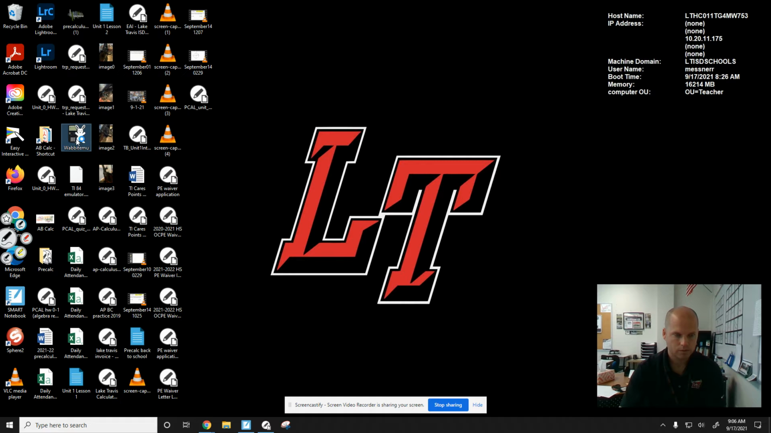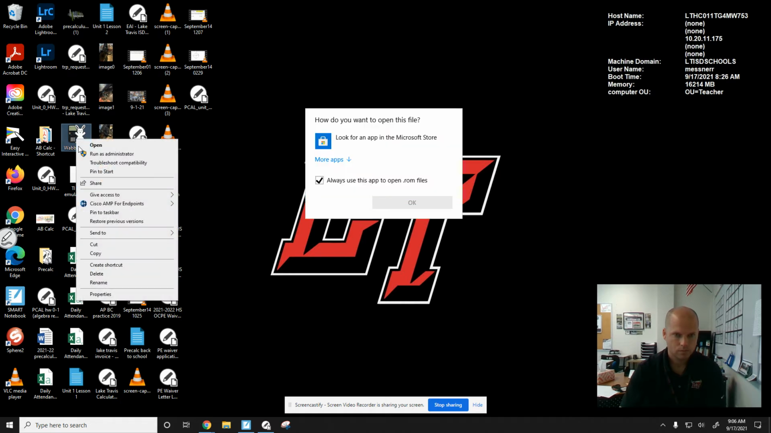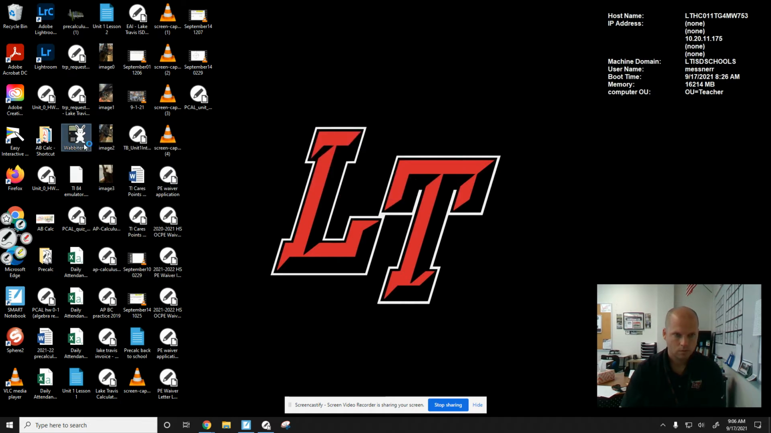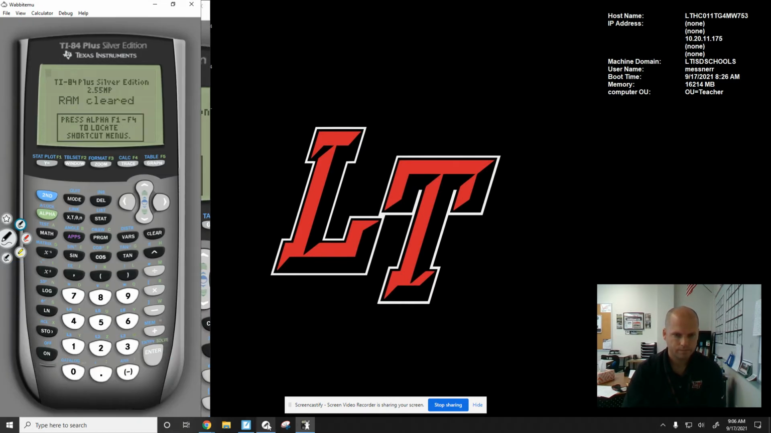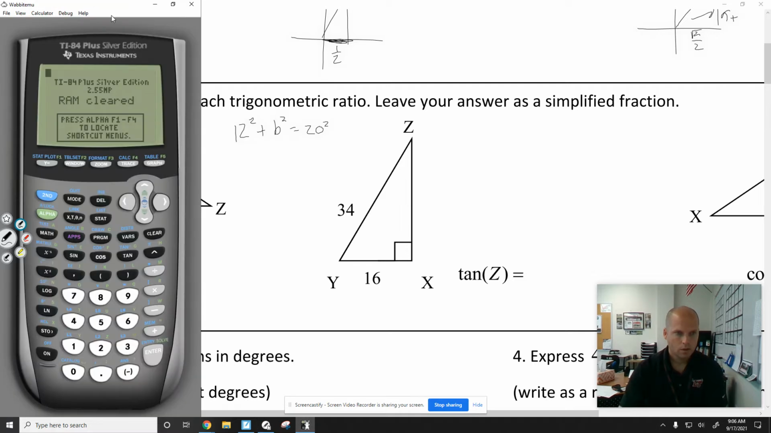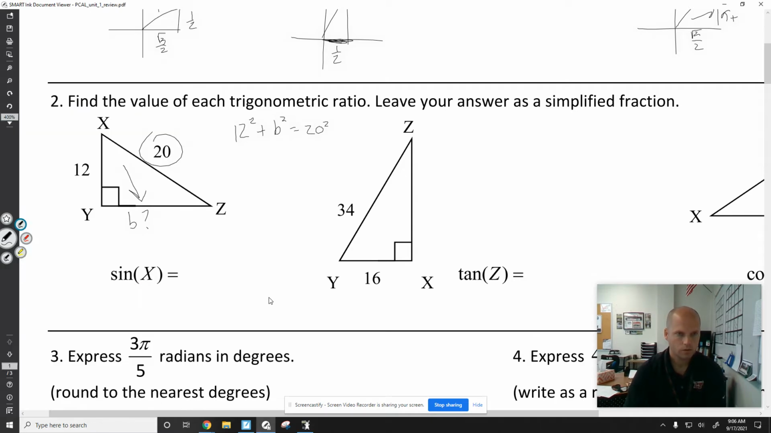My calculator's not working. I figured this out before. Oh, there it is. All right, good. So I'll do 20 squared minus 12 squared. Square root that. Nice, 16. So sine, opposite over hypotenuse. Can simplify that, divide the top and bottom by 4, 4 over 5.